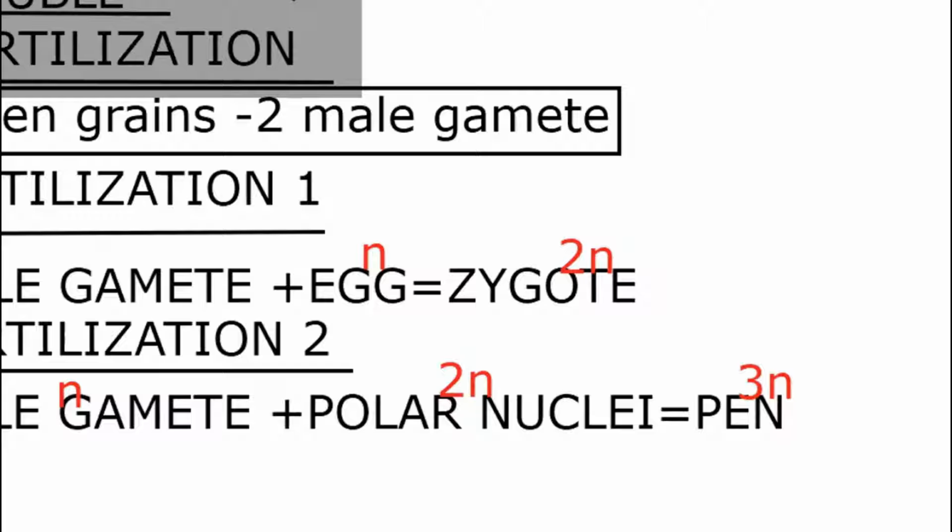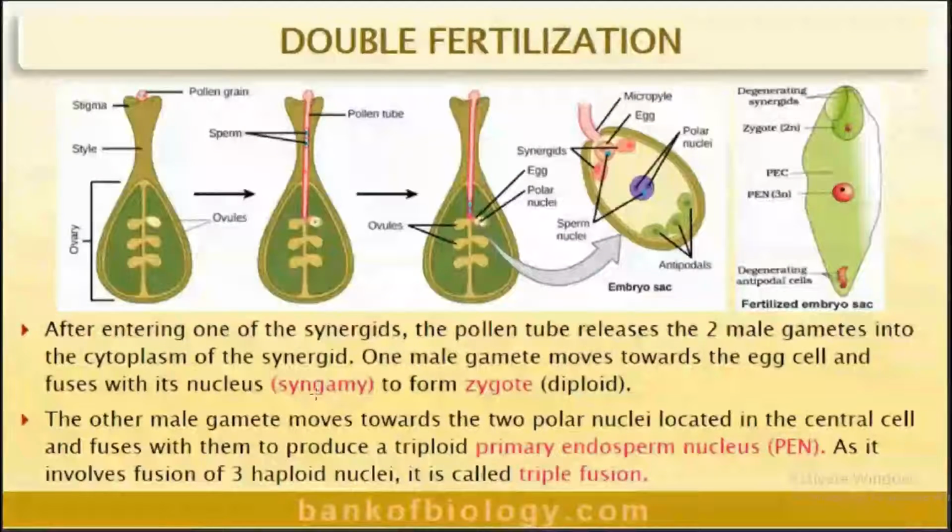Okay, you can see the diagrammatic sketch about the ploidy as well as double fertilization. Here, center, polar nuclei. Here it is the egg. Two male gametes we can see. This one fuses with the egg to form the zygote, and the other male gamete fuses with the polar nuclei to form the primary endosperm nucleus.